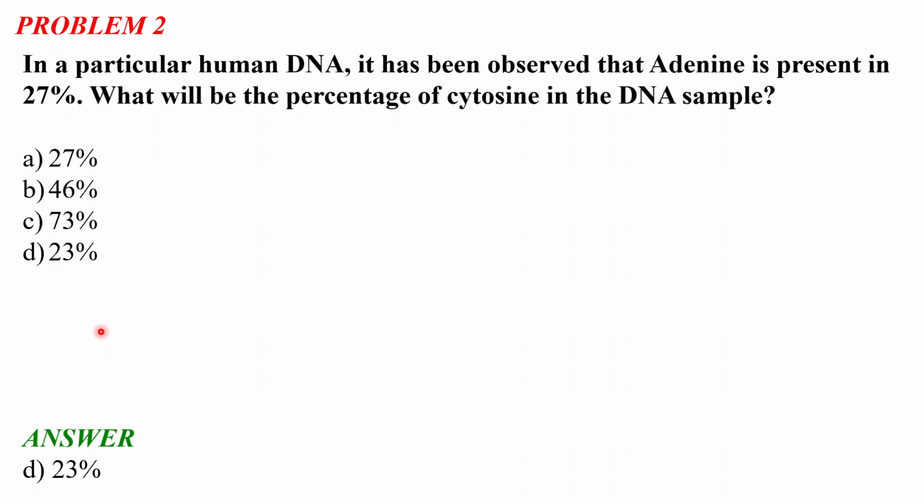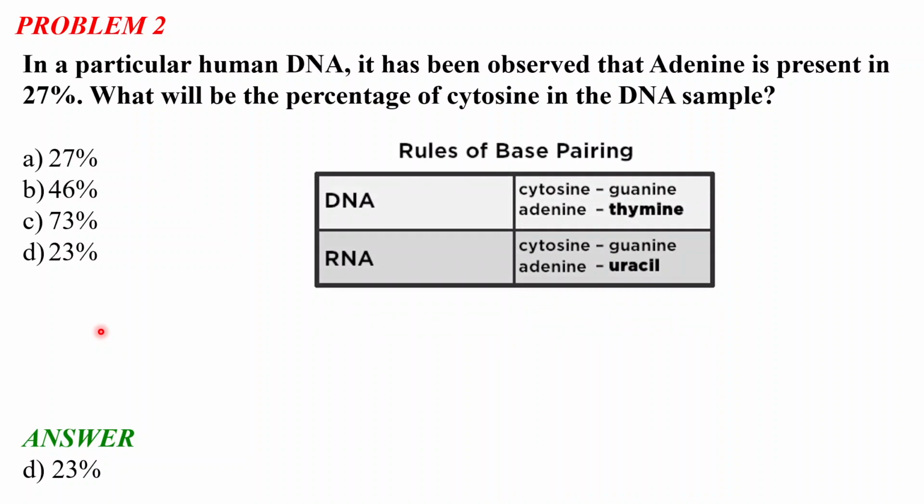So basically in a particular human DNA, what is the rule of base pairing? For DNA, cytosine forms hydrogen bonding with guanine, and adenine forms hydrogen bonding with thymine. What is the number of hydrogen bonds between these base pairs? In the case of cytosine and guanine, the number of hydrogen bonds is 3. And in the case of adenine and thymine in DNA, the number of hydrogen bonds is 2. For RNA, cytosine is bonded with guanine again, so there is no change: 3 hydrogen bonds, and for adenine and uracil there are 2 hydrogen bonds. In RNA we have uracil, and in DNA we have thymine, which is bonded with adenine.